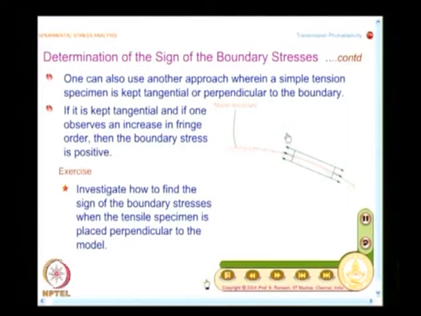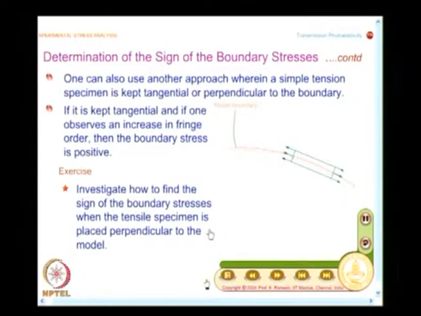If it is kept perpendicular to the boundary, the reasoning will be different, because you are adding or subtracting retardation in a direction perpendicular to it. So, you have to be very careful when you do this, when it is tangential to the boundary and when it is perpendicular to the boundary. So, develop that reasoning when the tension specimen is kept perpendicular to the boundary.